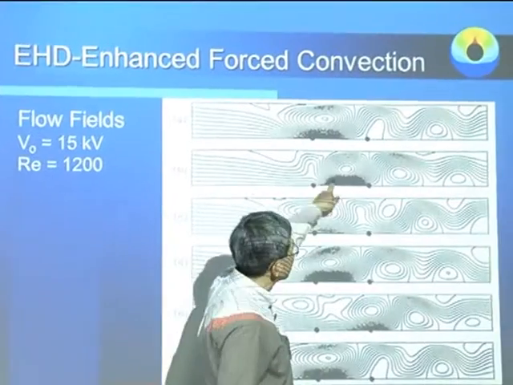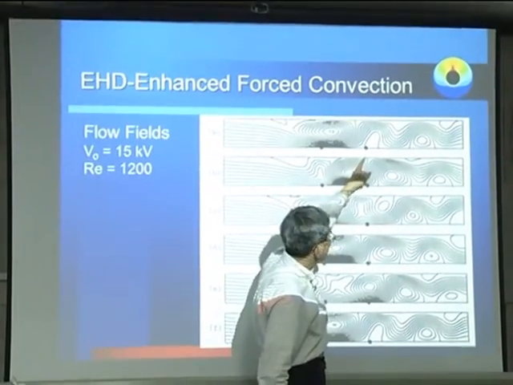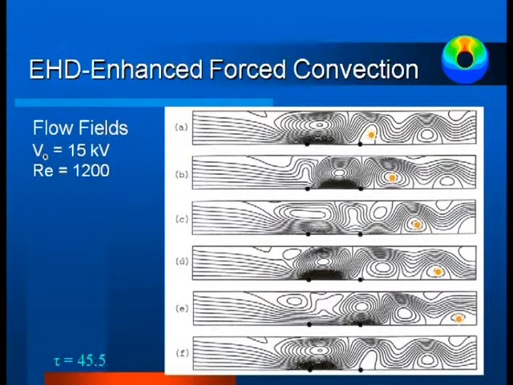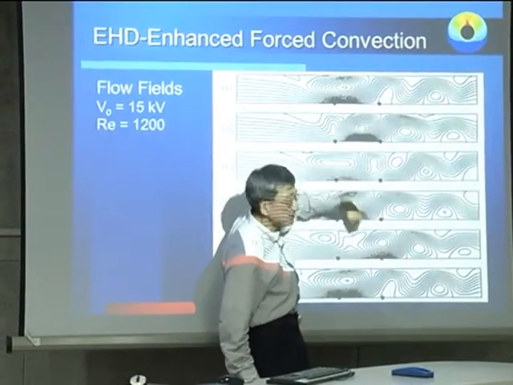I'd like you to pay attention to the generation of a recirculated cell and the destruction of it. Let's focus on this recirculated cell. As time goes on, it grows, so you can see the growth of the strength. If you look at the streamlines as you move downstream, you can see the strength reduce, and then it is forced out of the channel. But when it is forced out of the channel, another recirculated cell is recreated. This is one complete cycle.